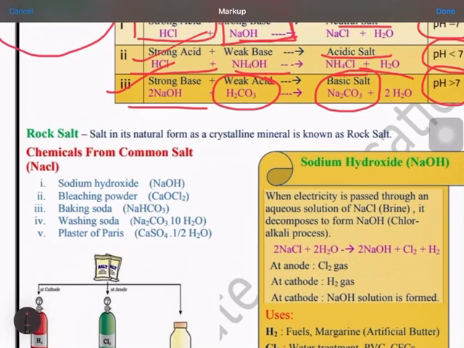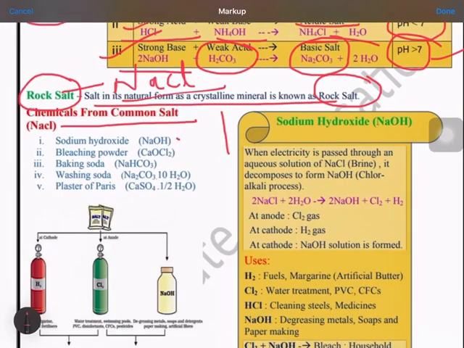These are some of the chemicals which we get from rock salt. Rock salt here means sodium chloride, but actually it also has some impurities; it is not in pure form. These are the different chemicals we can get from rock salt. Sodium hydroxide we can get. Bleaching powder, which we will read in the next worksheet, is calcium oxychloride. Baking soda is sodium hydrogen carbonate; we have read its reactions in the previous worksheet.